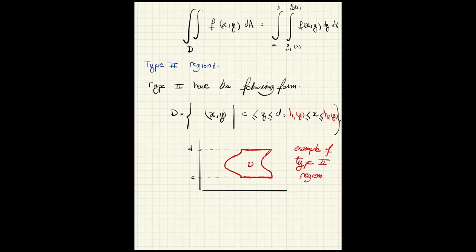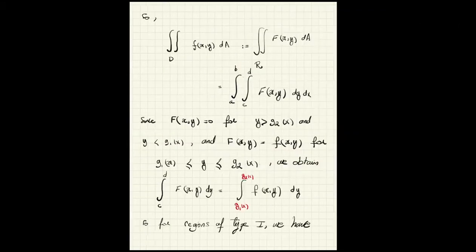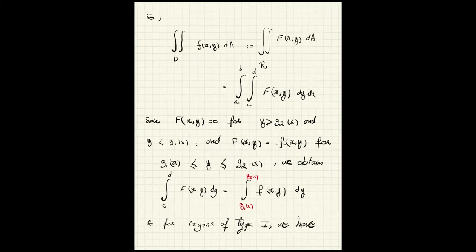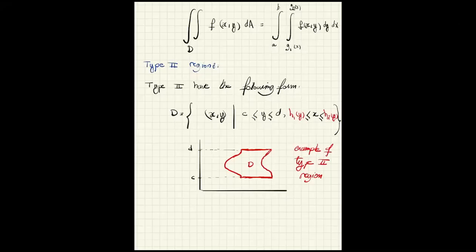Then you can do the same thing, but you have to be careful. I'm not going to do it, but do the same thing. Start with the definition. Find the rectangle that contains the region D, and then start by dx and then dy. Because of dx, now you're going to have x, and then you have y.